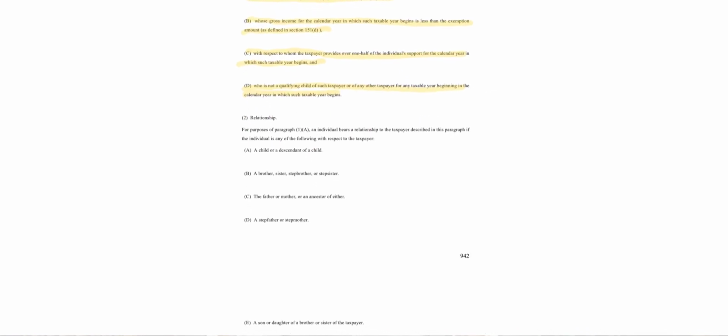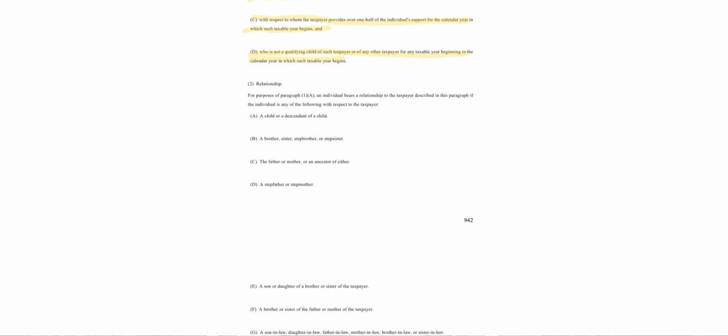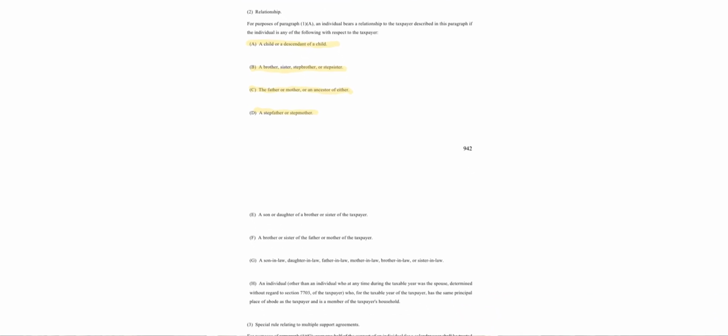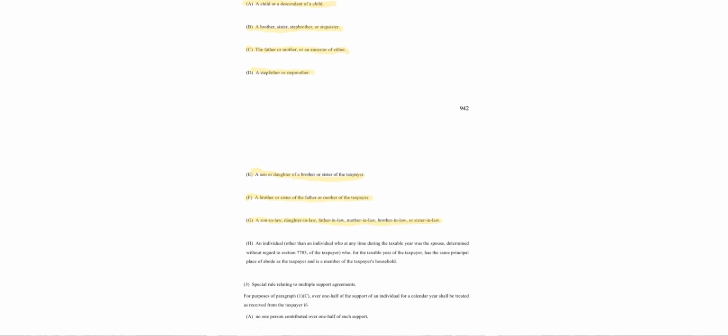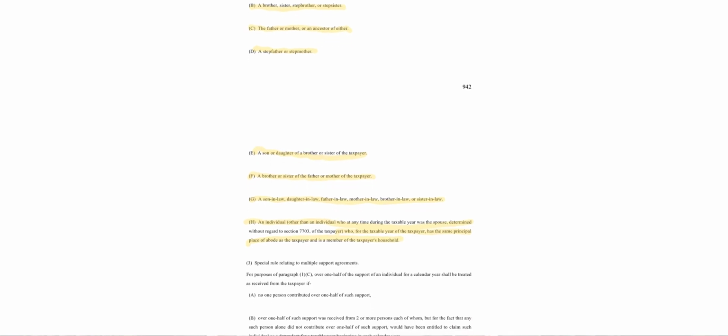So relationship. Now you're going to see the relationship is going to be broader. Child or descendant of a child, brother, sister, stepbrother or stepsister, father, mother, or ancestor of either, stepfather or stepmother, a son or daughter of a brother or sister, a brother or sister of the father or mother of the taxpayer, a son-in-law, daughter-in-law, father-in-law, or an individual who, for the taxable year, has the same principal place of abode as the taxpayer, entire. Okay? So that's important right there. At any time, so it's the entire year.